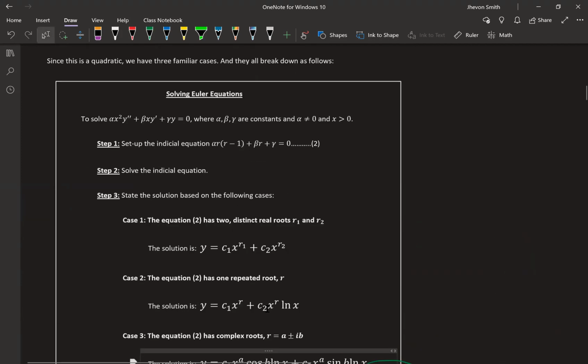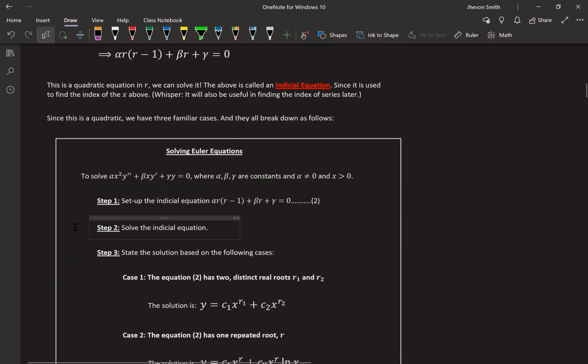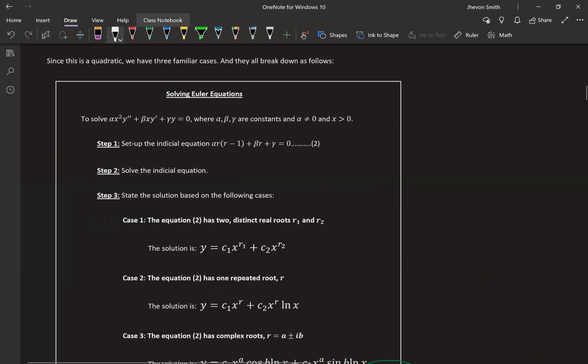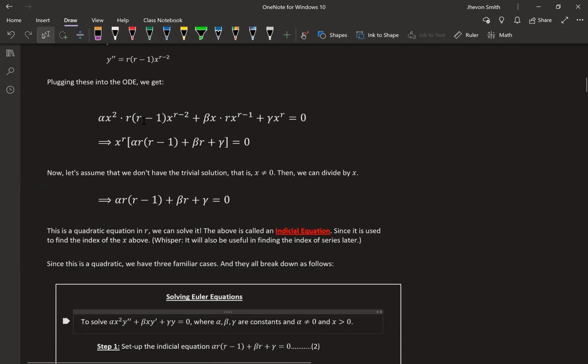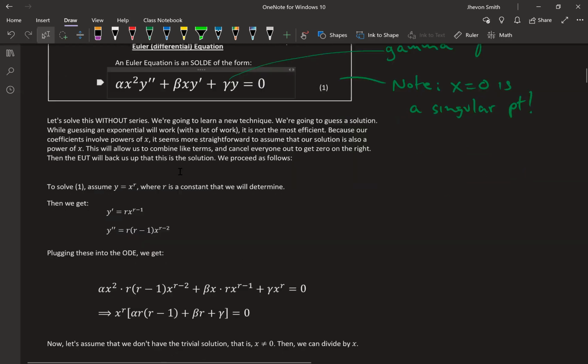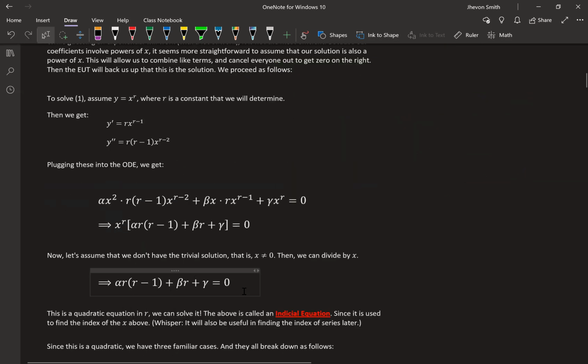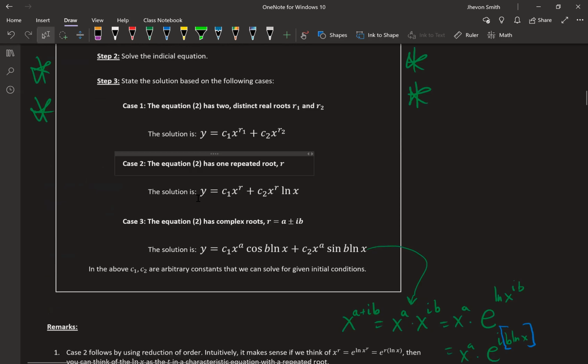So you have three distinct situations here. And again, this is in a box. You do have to know this. So for this particular kind of equation, called an Euler's equation, you can set up what's called an indicial equation. It serves the same purpose as the characteristic equation. Based on the roots of that indicial equation, you will be in one of three cases, and the solution based on those cases would be like this.